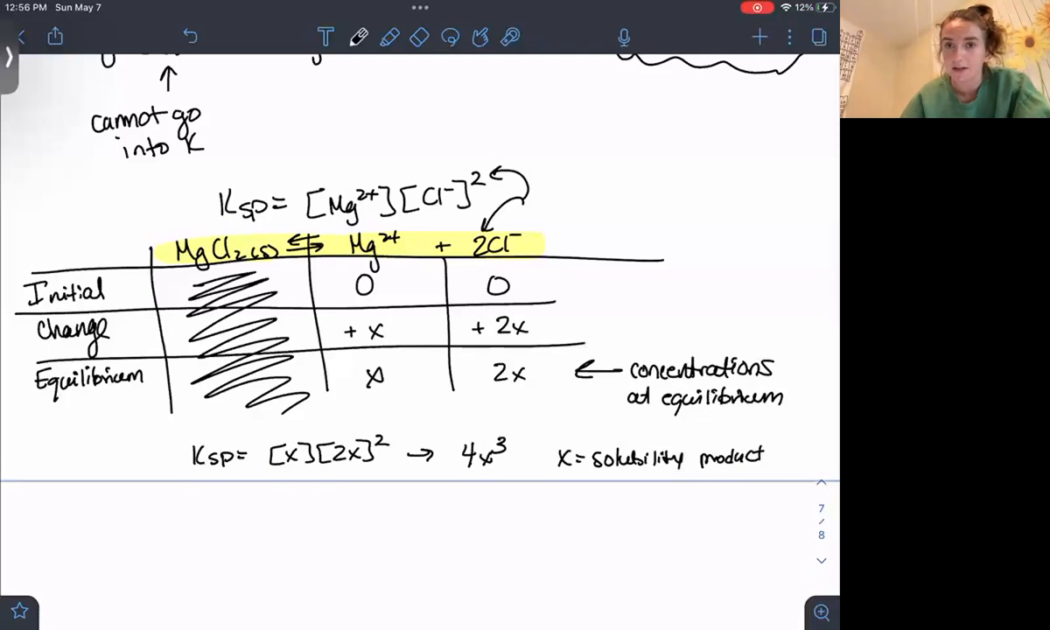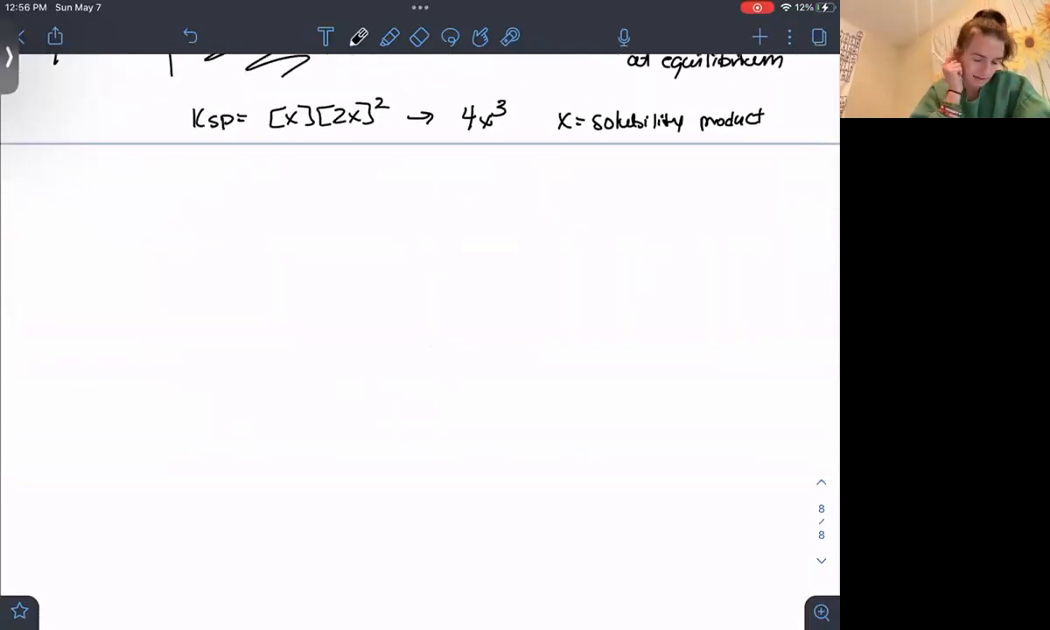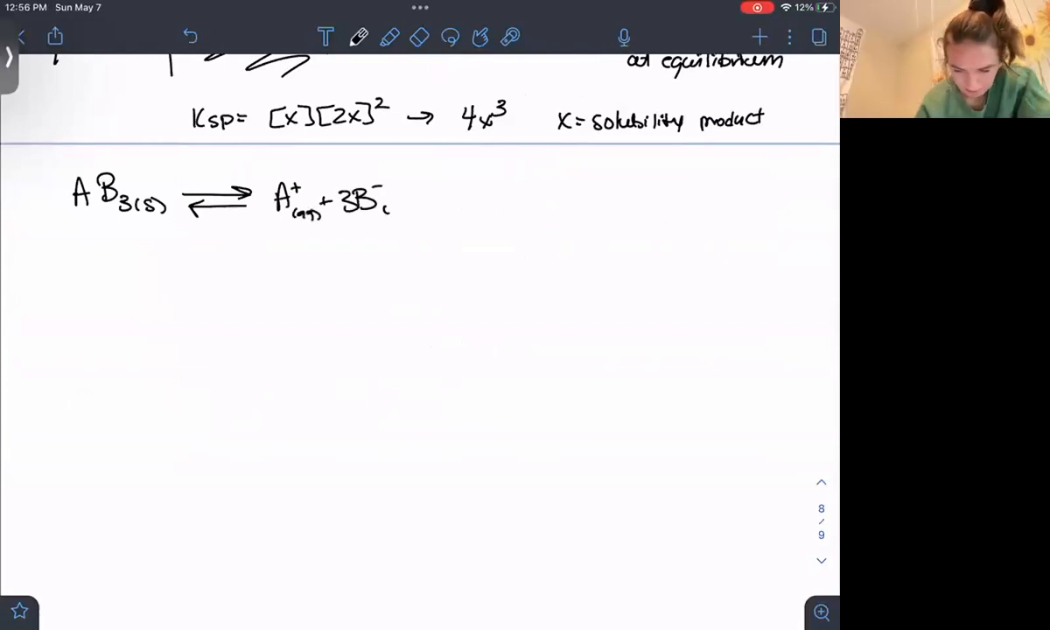If we had a different salt, let's say, I don't know, things that are insoluble off the top of my head, but let's say, I'll just make it up, let's just say it's AB3 solid. What is this going to break down into? If A is, let's say this is A positive, how many B's do we have? Yep, so it'd be 3B minus, this would be aqueous, this would be aqueous.